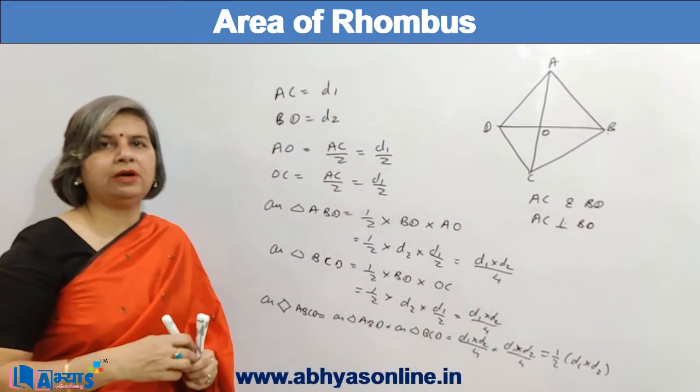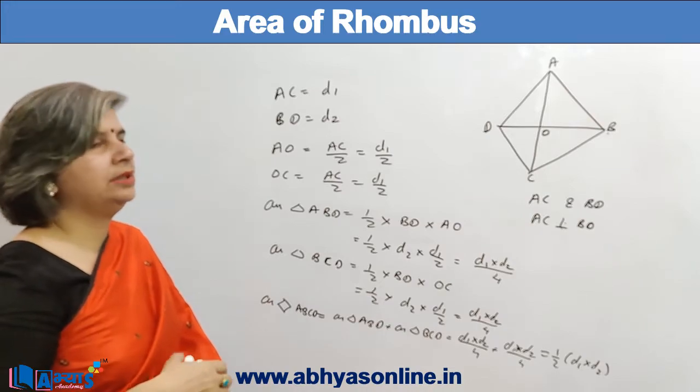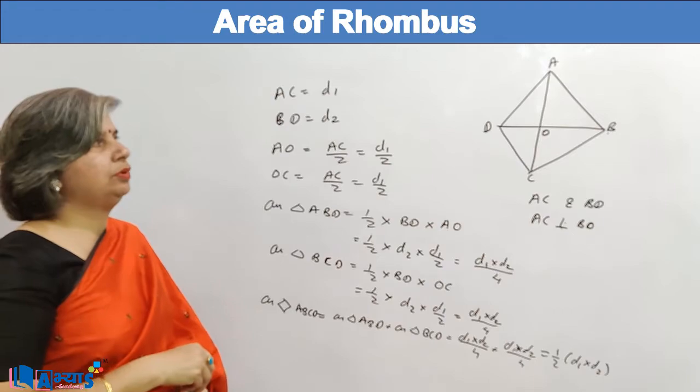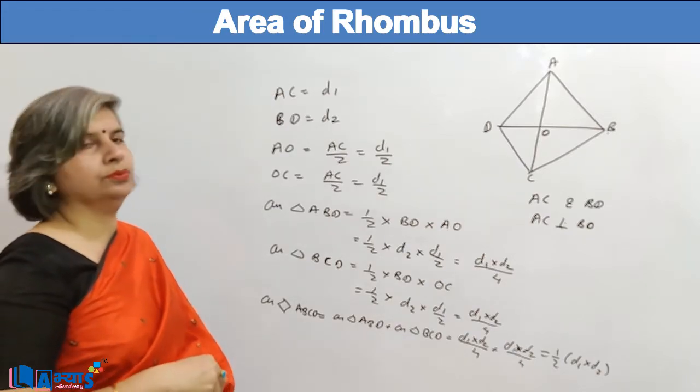It is equal to the half into the product of the diagonals. That means if we know the two diagonals, we can find the area of the rhombus. It is equal to D1 into D2 upon 2.